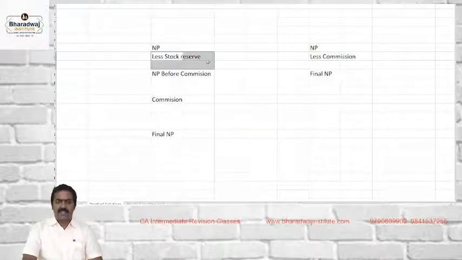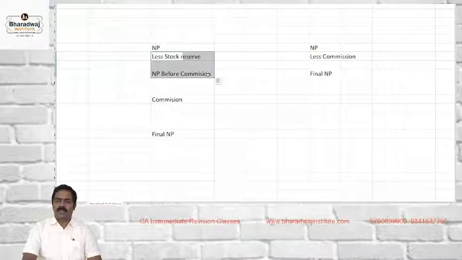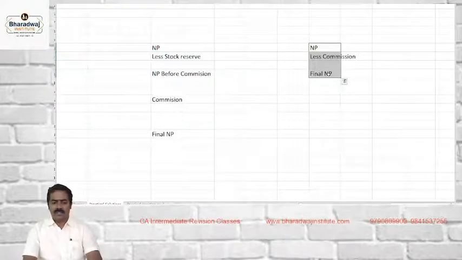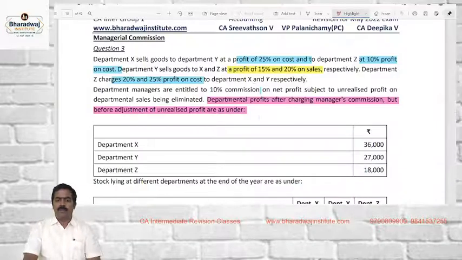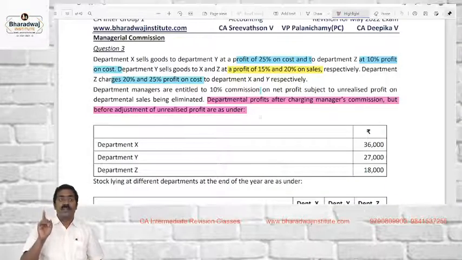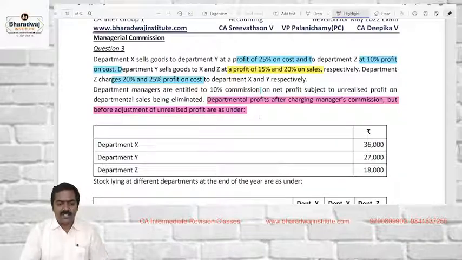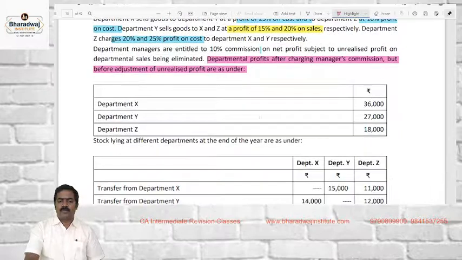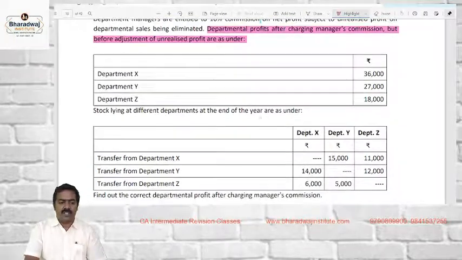They should have eliminated stock reserve and calculated commission. Without eliminating stock reserve, they have calculated commission. Okay, that's what is given. Departmental profits after charging managers' commission, but before adjusting unrealized profits are given. Then XYZ profit is given. That is the wrong profit given.